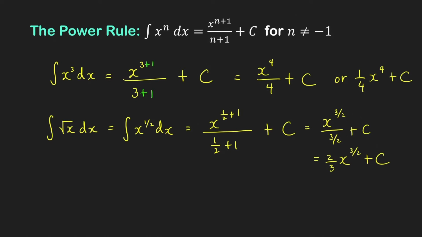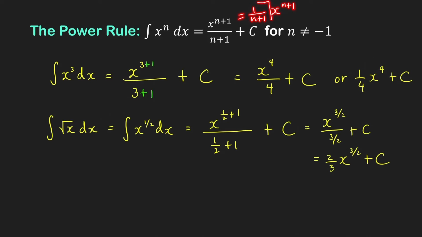So take note here that the coefficient is actually the reciprocal of the power of x. So this formula here can be written as 1 over n plus 1 and then x raised to n plus 1. So the coefficient of x raised to n plus 1 is just the reciprocal of the power of x.